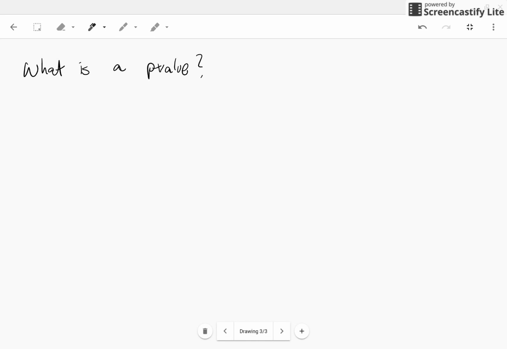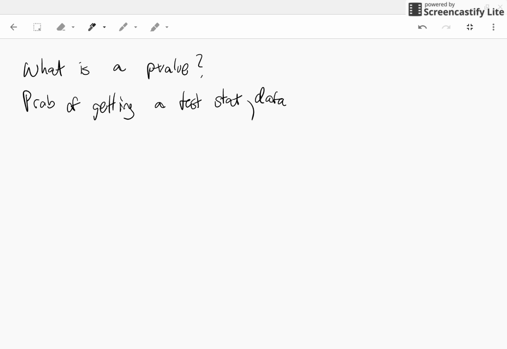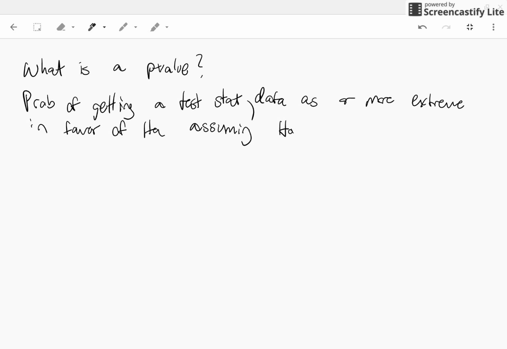The first one is probably the way that it's almost always taught, which is the p-value is the probability of getting a test statistic or data, same sort of thing, as or more extreme in favor of the alternative, assuming the null. Okay, so that's hard to think about.